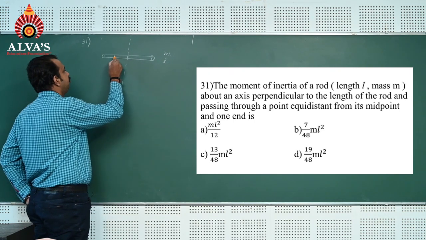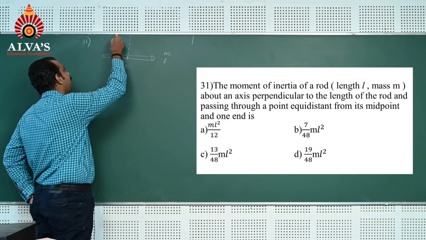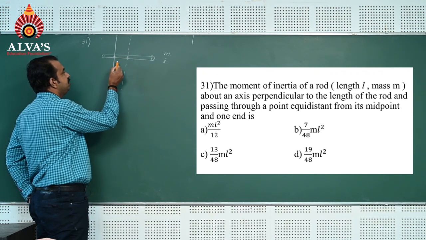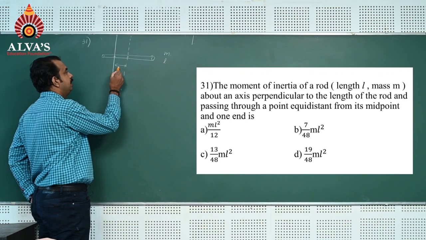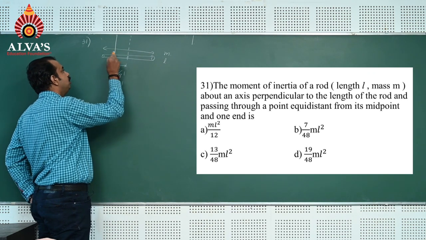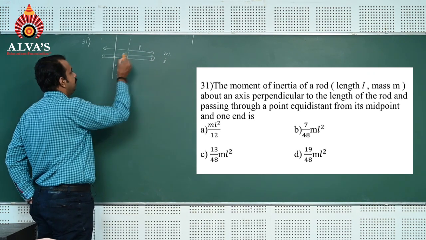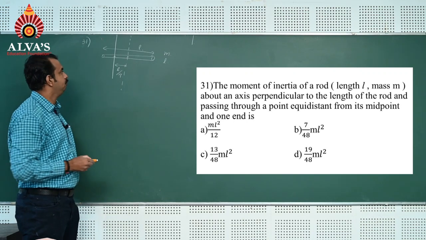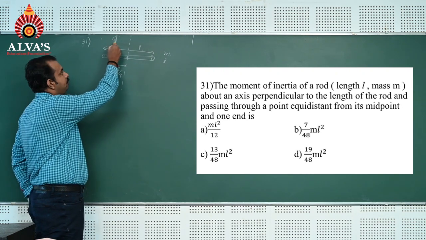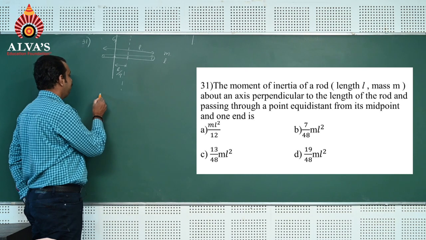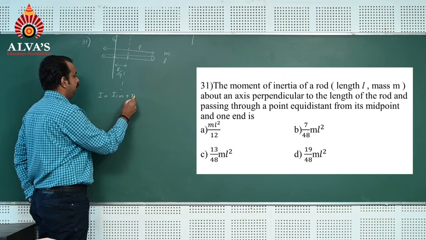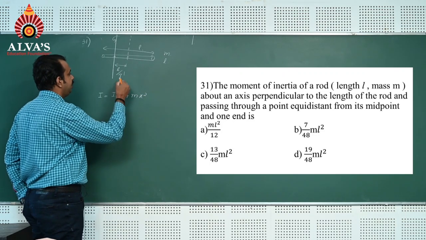It is asked for the moment of inertia of the rod about an axis passing through a point equidistant from the end and the center. That means the distance is L by 4. The total distance between the two ends of the rod is L, so 1/4 of that is L by 4. The moment of inertia about this axis can be found using the parallel axis theorem, that is I is equal to ICM plus m x square, where x is L by 4.